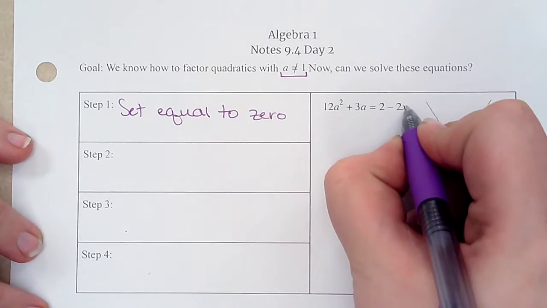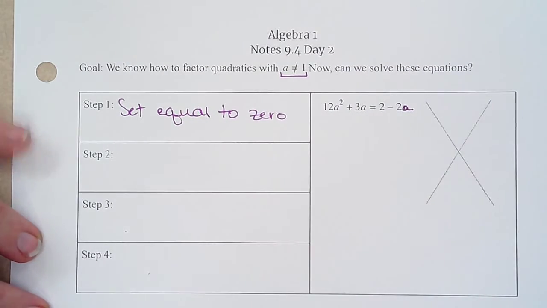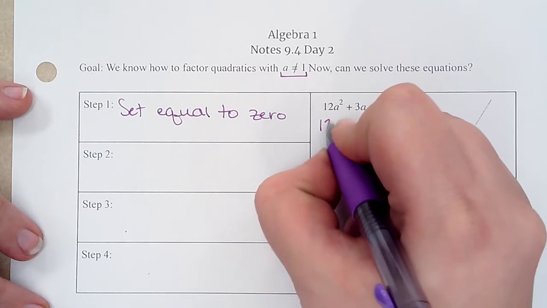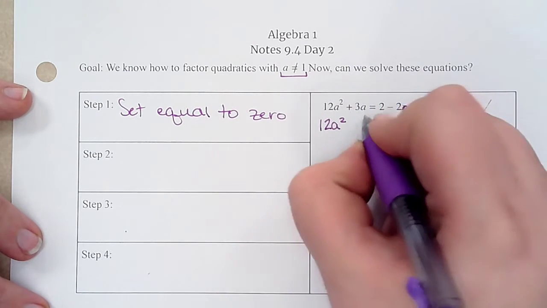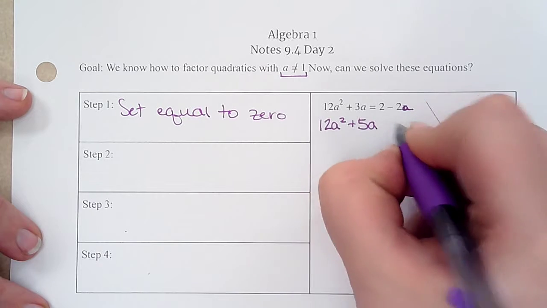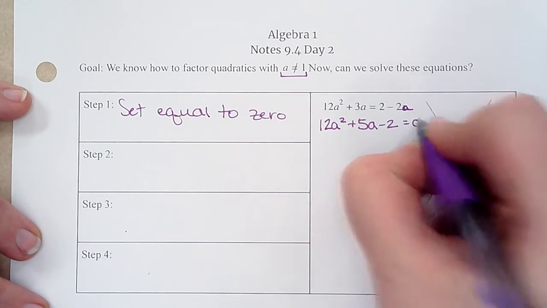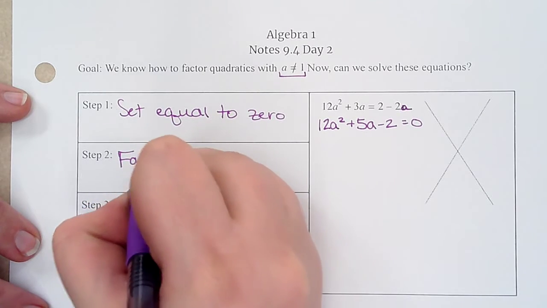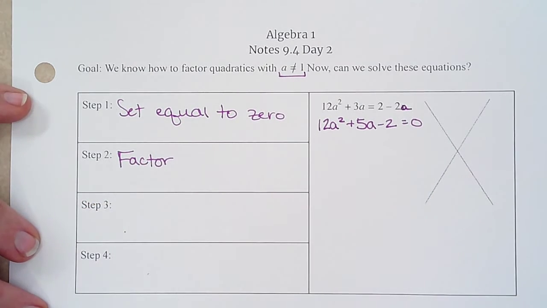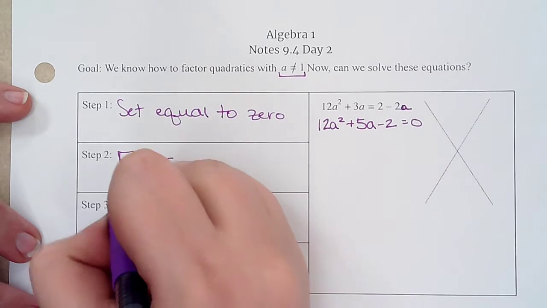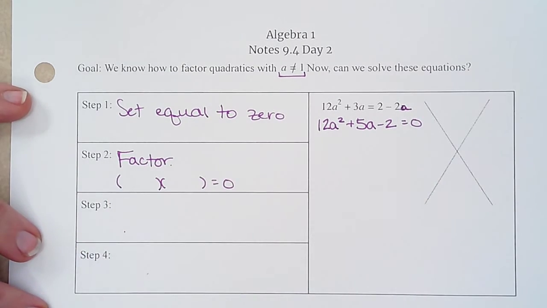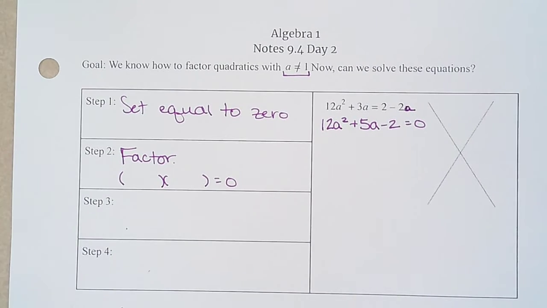Over here, you'll notice I messed up on my variables. That is actually supposed to be an a. So now I'm going to move everything to one side and get 12a squared plus 5a minus 2 equals 0. Once it is all equal to 0, we are going to factor the same way that we did in the previous lessons. And our final answer is going to look like this. It's a product that is set equal to 0.